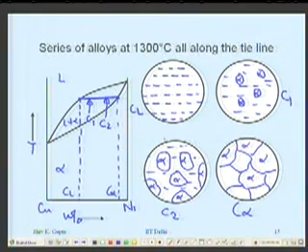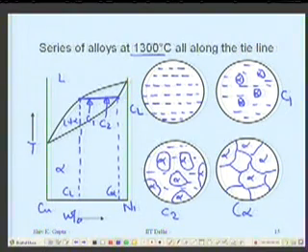So here I have 100% liquid, here I have 100% solid. In between, the amount of the two phases is varying, but the composition of the two phases is the same. Liquid composition Cl, alpha composition C alpha. Compositions are not varying as long as the temperature has been maintained at 1300 degrees centigrade. Temperature is constant, fixed.